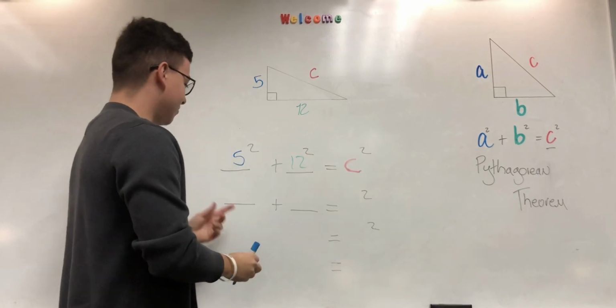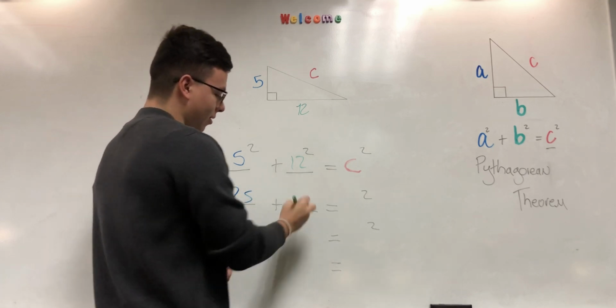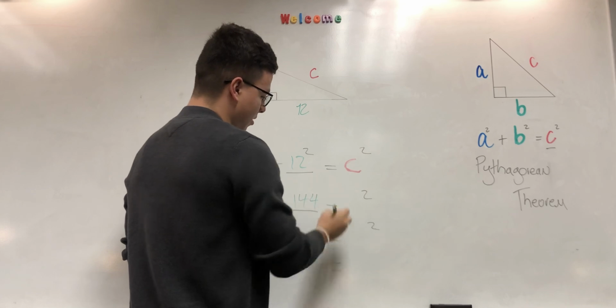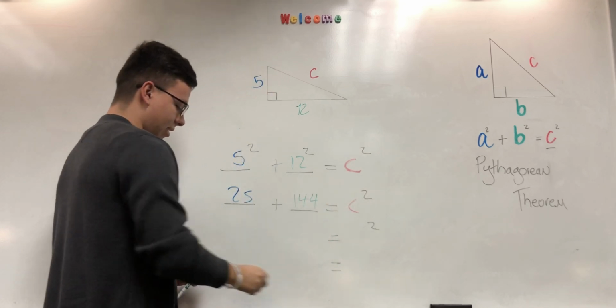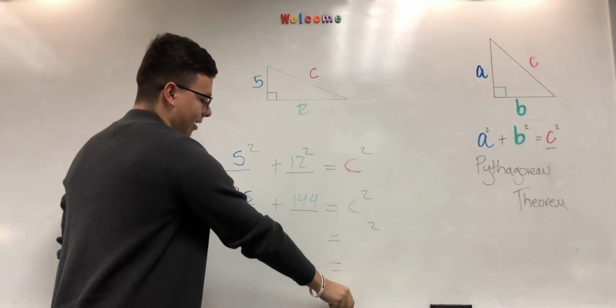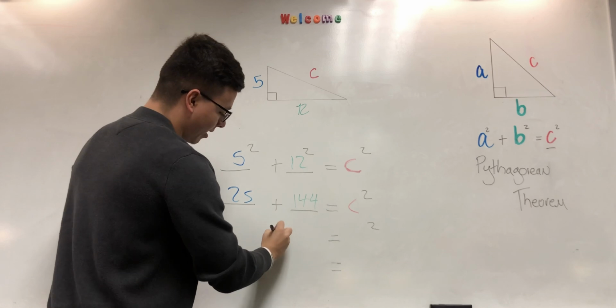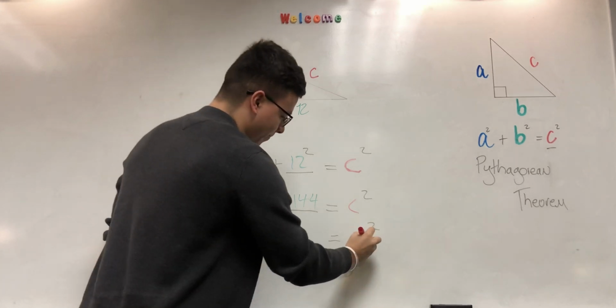So 5 squared is 25, and 12 squared is 144. And this still equals C squared. Then 25 plus 144 is going to be 169, and we're just going to make it in black. And this still equals C squared.